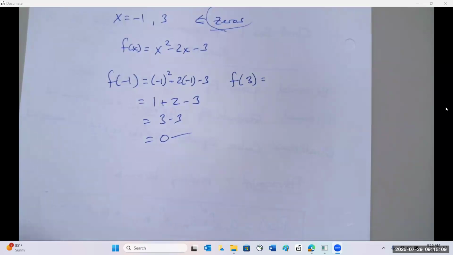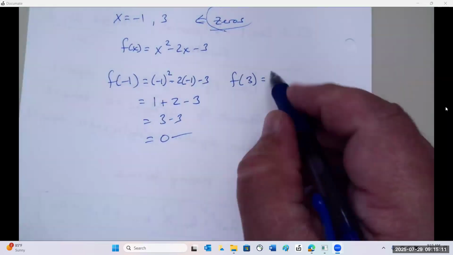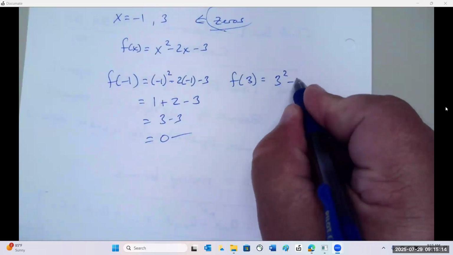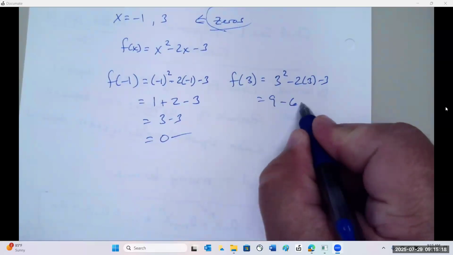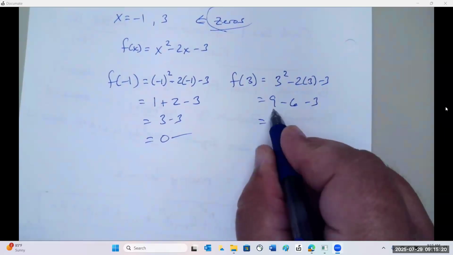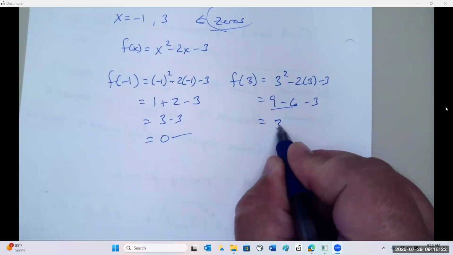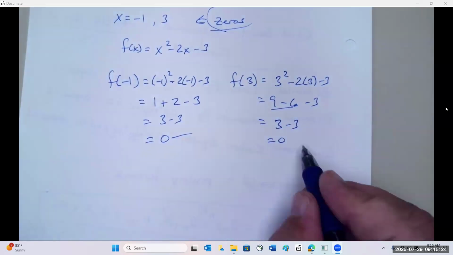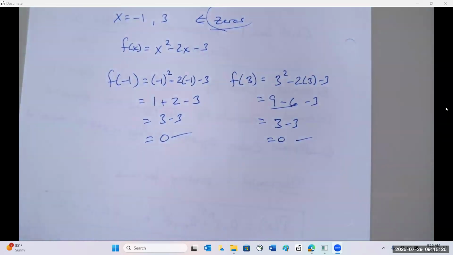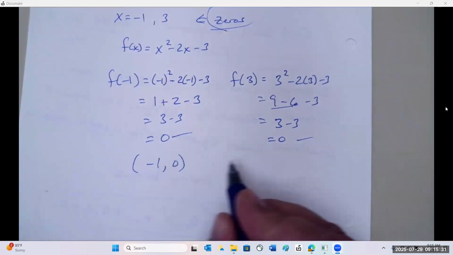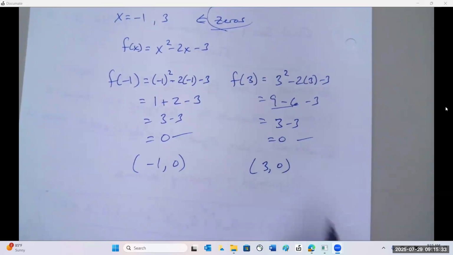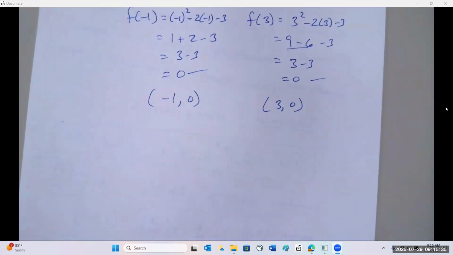Those are my solutions. Zeros are solutions. Same thing here. 3 squared, 2 times 3 minus 3. 9 minus 6 minus 3. Those are my x-intercepts. If I plug my value in, I get 0, which is exactly what I want from an x-intercept. Again, all this stuff is rehashing what we talked about for the last 2 chapters.